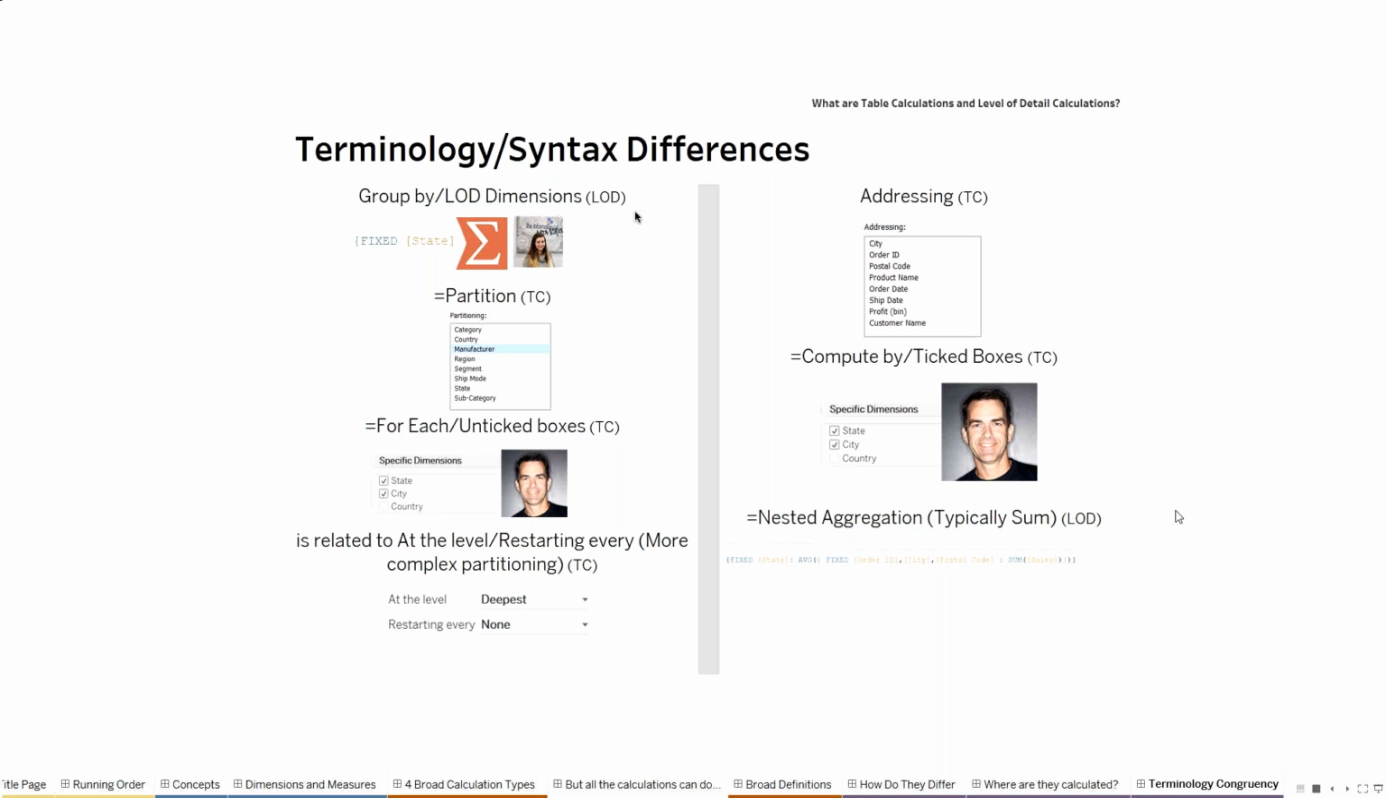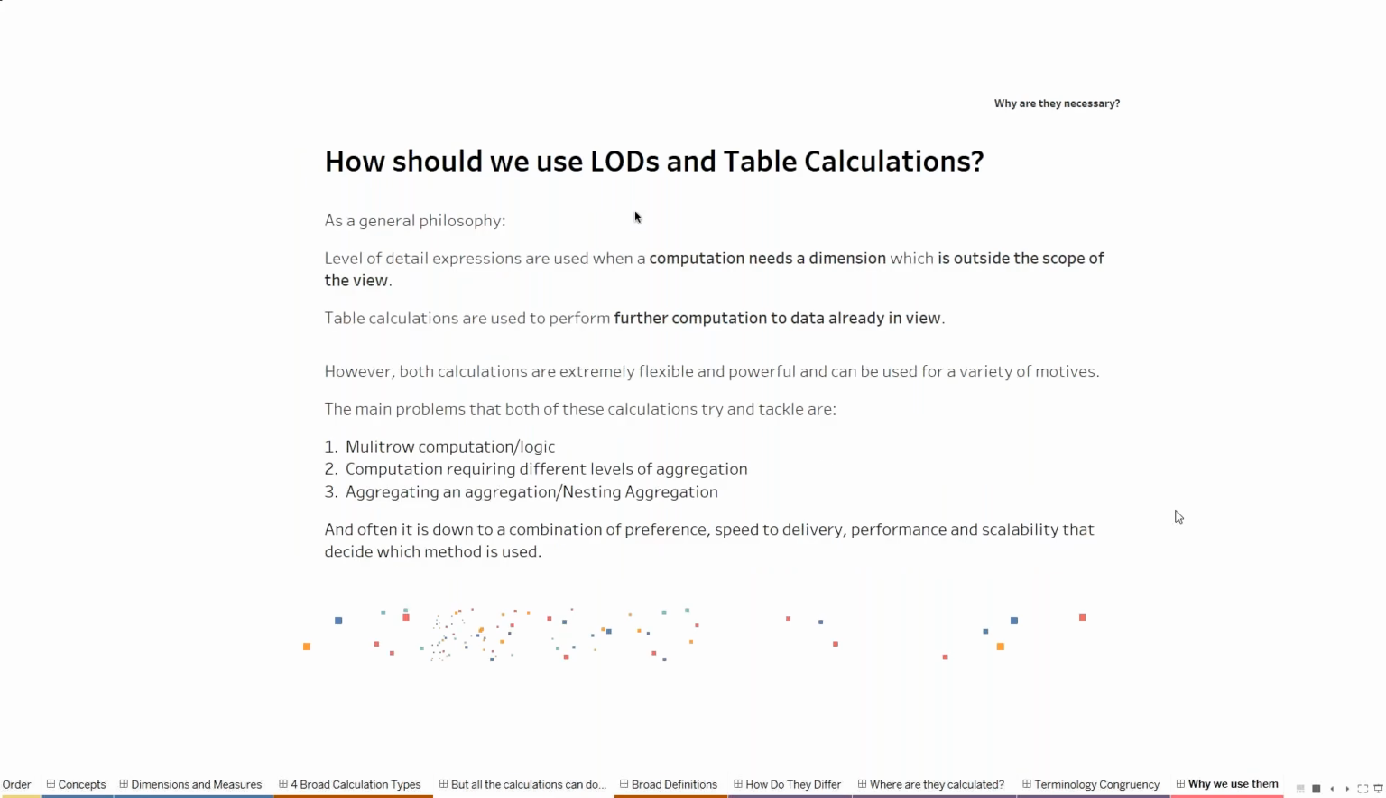Both table calcs and LODs can do aggregates on aggregates. So this nested is an aggregate on an aggregate, and you can do window sum and window average on anything, right? But what makes table calcs a bit more unique is that they can do multi-rows. That's what makes it really definitively better. So yeah, here it is on this slide.